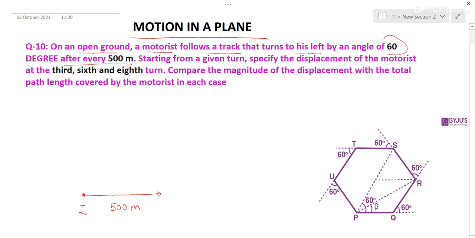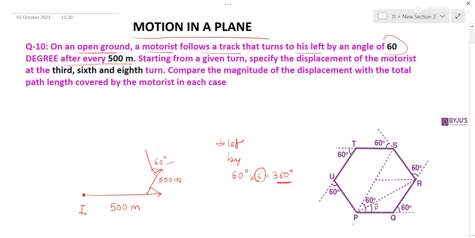So he was traveling like this, making an angle of 60 degree. He is taking a turn like this. Now he again travels for 500 meter and again he makes an angle of 60 degree and takes a turn like this. So every time he is turning to left by 60 degree. So you know 60 into 6 is 360 degree. So maximum he can take 6 turns and then he'll be 360 degree round. It means he will be back to his initial position.